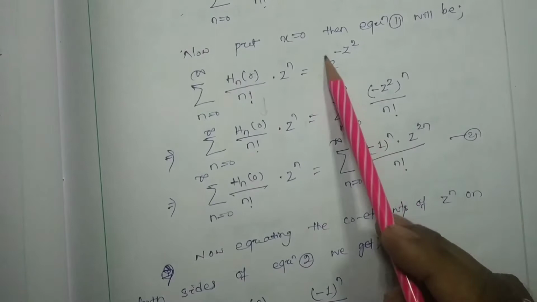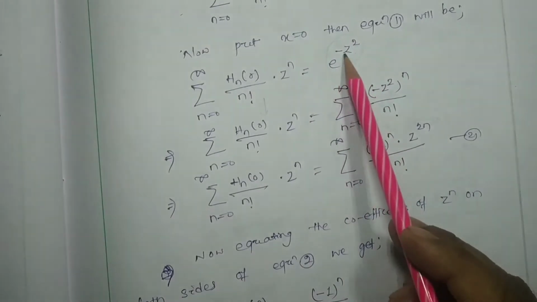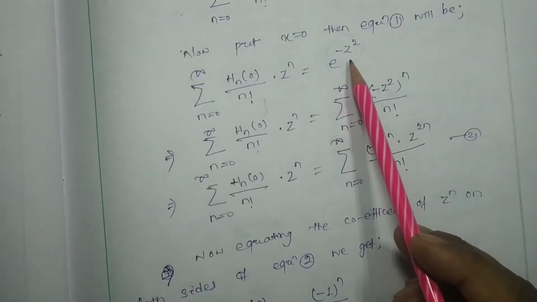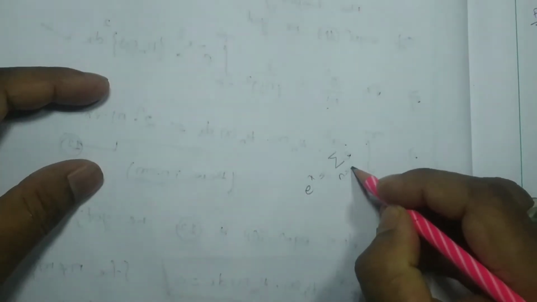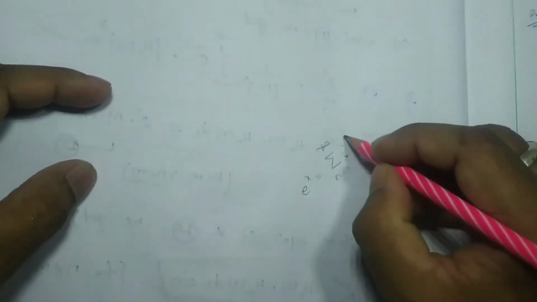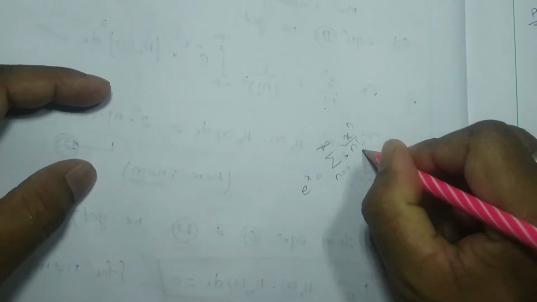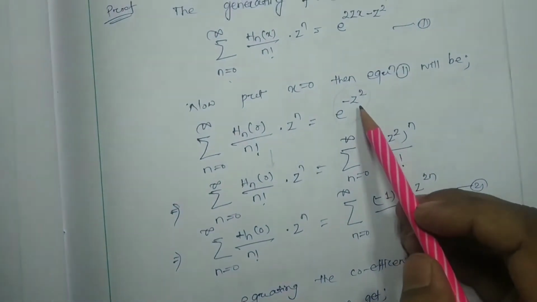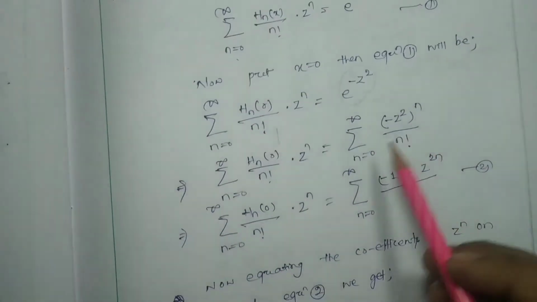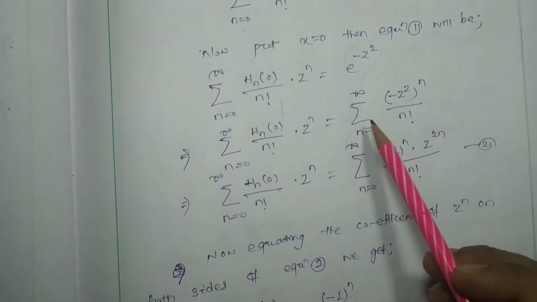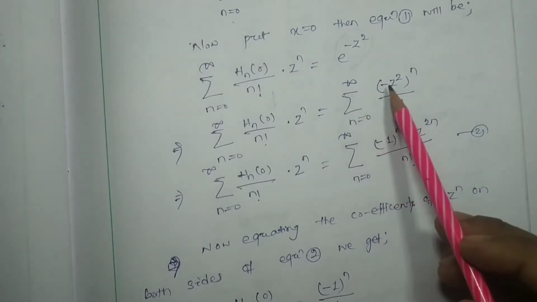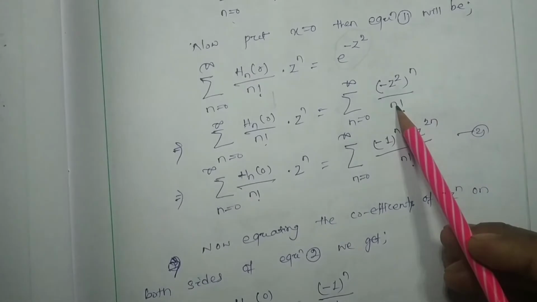Right hand side e to the power x, if we expand, then e^x is nothing but the summation over n equal to 0 to infinity of x^n/n!. These things we know. So here x is nothing but -z^2. So the expansion of e^(-z^2) will be written as the sum over n equal to 0 to infinity of (-z^2)^n/n!.